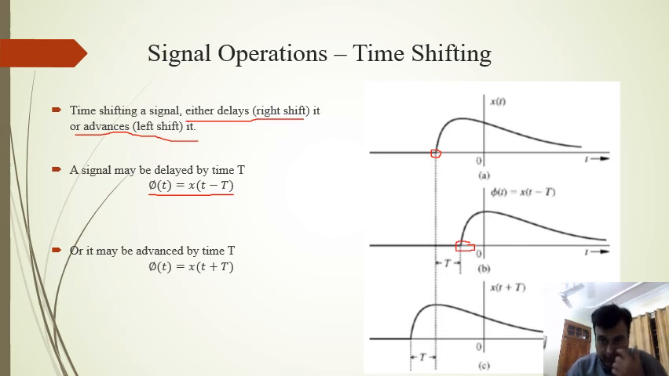Similarly, the same signal x of t can also be advanced in time. So advanced means it should start a bit earlier than the original signal. Original signal अगर यहाँ से start हो रहा था और हम ये चाहते हैं कि ये इससे पहले स्टार्ट हो जाए, यानी एडवांस्ड वर्जन ऑफ सिग्नल. If we want to obtain the advanced version of signal, so this by the same amount capital T. So now the signal is going to start from this point. तो entire signal is advanced in time.